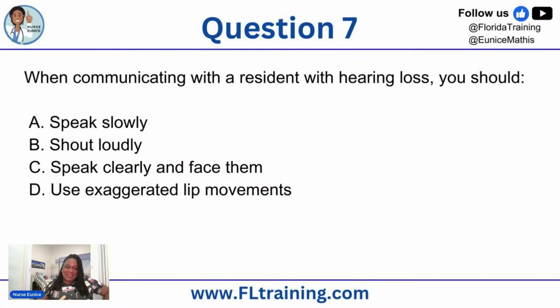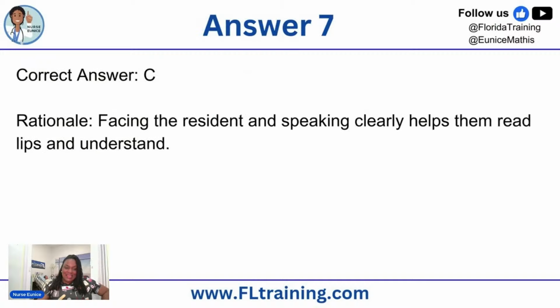So, team, what do you think the correct response is? That's right, Miss Sharon and Adeline and Josephine. It is C. So it's really hard, especially when we have on full PPE and we have to wear our mask. I want you to be mindful though.